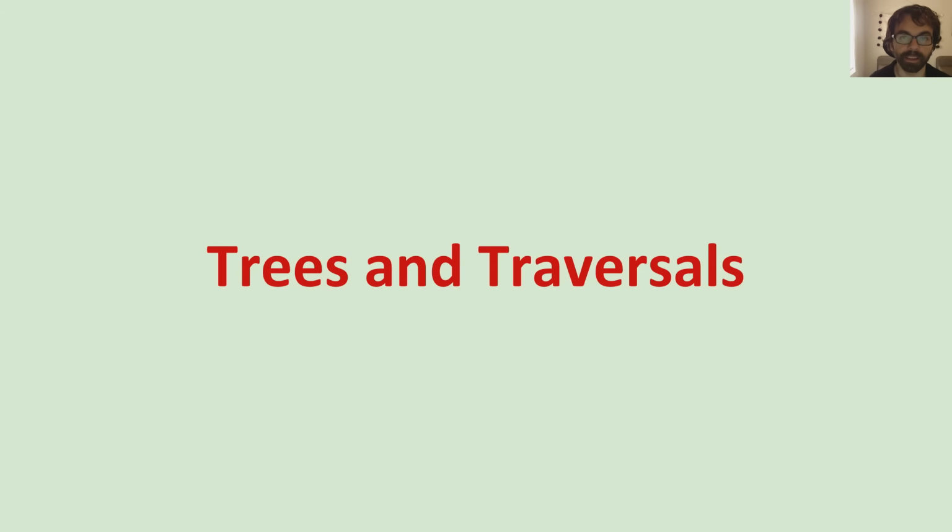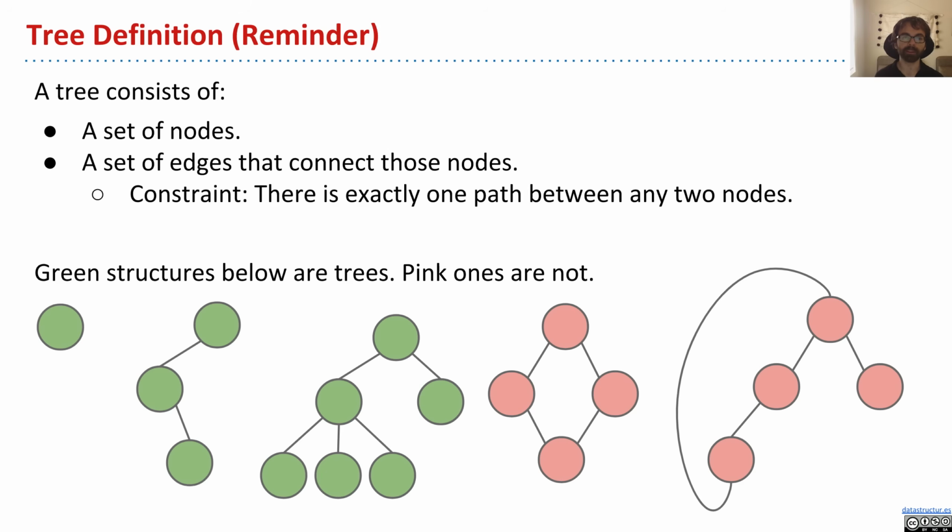Let's kick off today's lecture by visiting our old friend, the tree. And we're going to talk about traversing trees before ultimately going on to a new generalized version of a tree known as a graph. So I'll start by just reminding you what a tree is. A tree is a set of nodes, and a set of edges that connect those nodes with the constraint that there can only be one path between any two nodes.